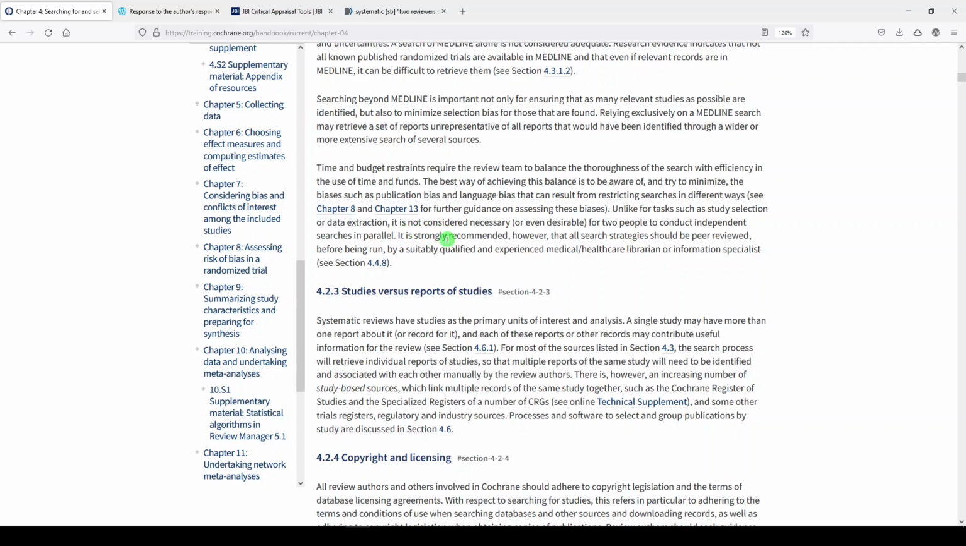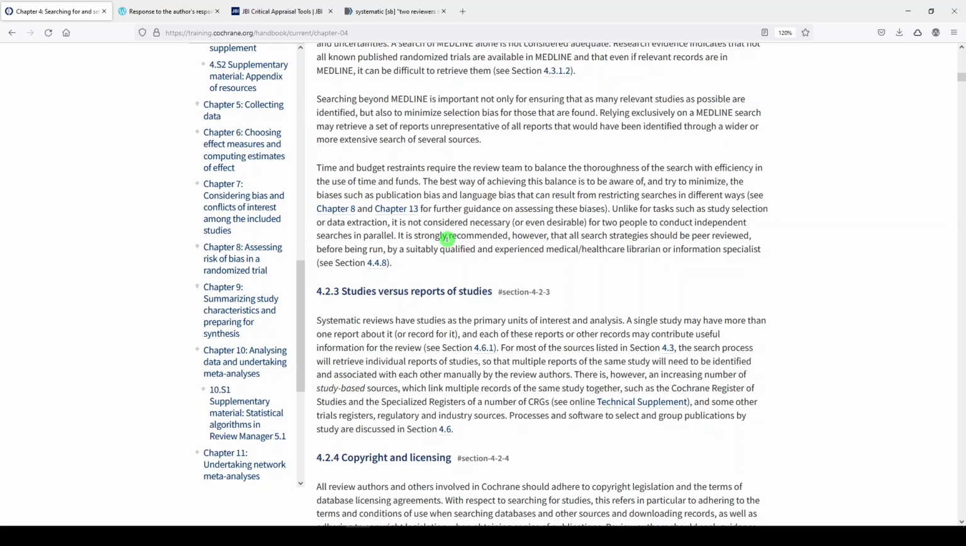Now, the search can be created by more than one person. The search can be peer-reviewed by more than one person. But when it comes time to running the search in the resources, it's carried out on one day by one person. And that's for the formal search. The gray literature searching, the hand searching, of course, that comes later. That doesn't all have to be done on the same day.